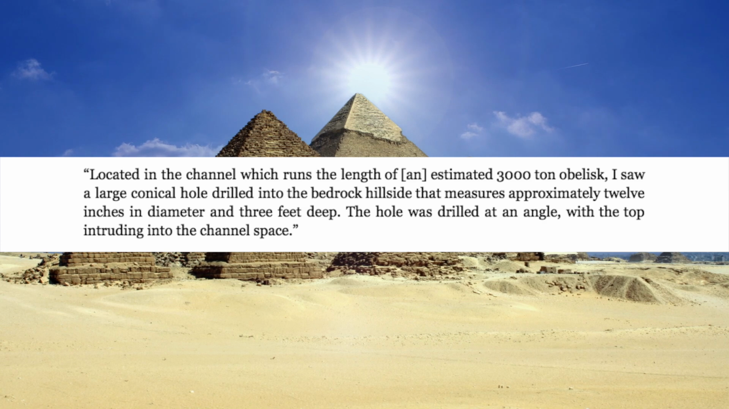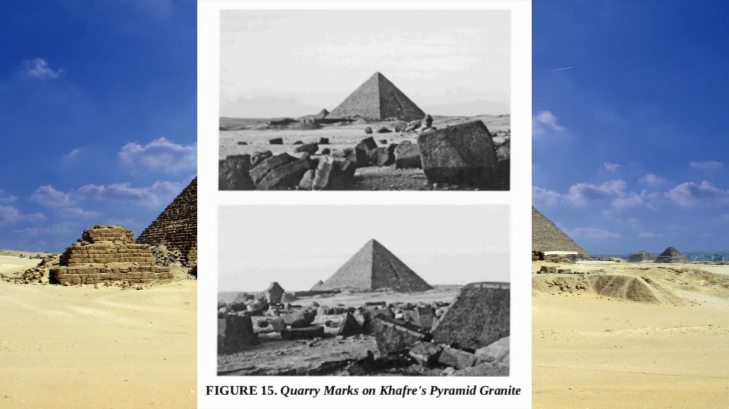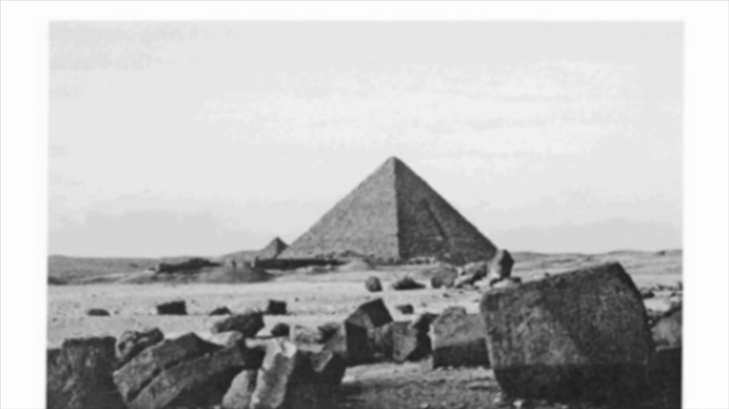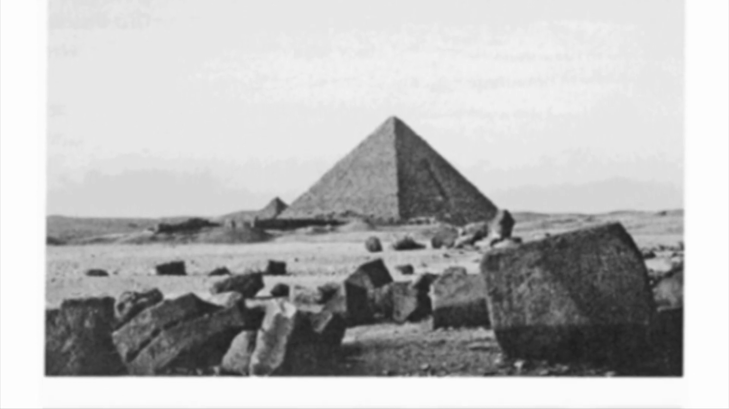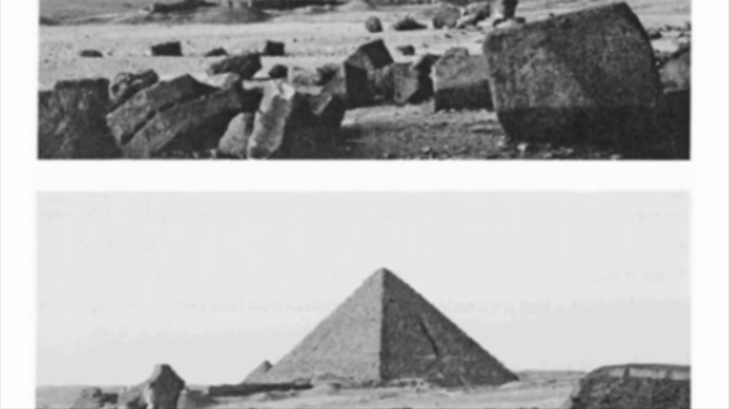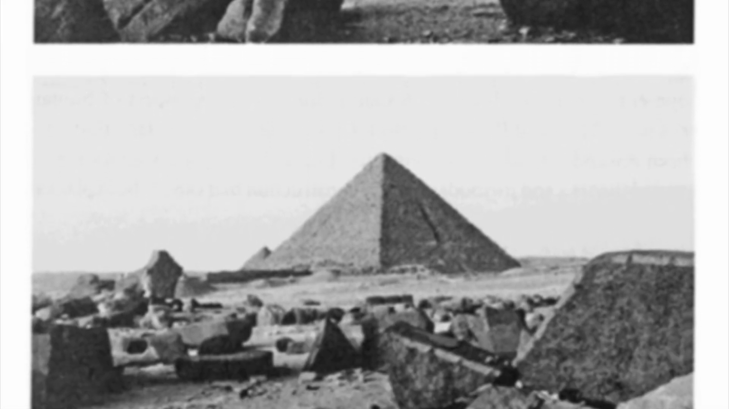As for the stone left at Aswan, located in the channel, which runs the length of an estimated 3,000-ton obelisk, I saw a large conical hole drilled into the bedrock hillside that measures approximately 12 inches in diameter and 3 feet deep. The hole was drilled at an angle, with the top intruding into the channel space. On his return to Giza, he observed an abundance of similar quarry marks on stray stone around the second pyramid, attributed to Pharaoh Khafre. Dunn proposes that this similar method was used by people who were seeking to obtain stone from Aswan or Giza long after the pyramids were constructed, that such methods would not have resulted in the incredibly precise structures that were erected long before.